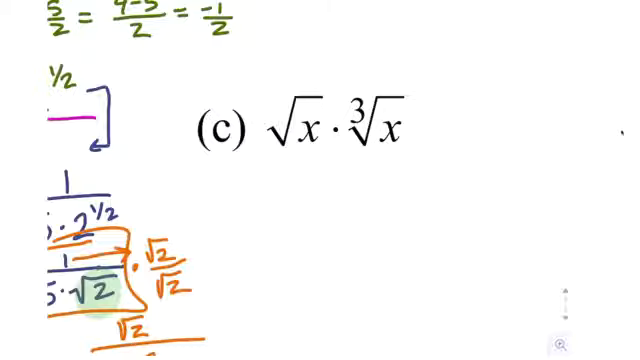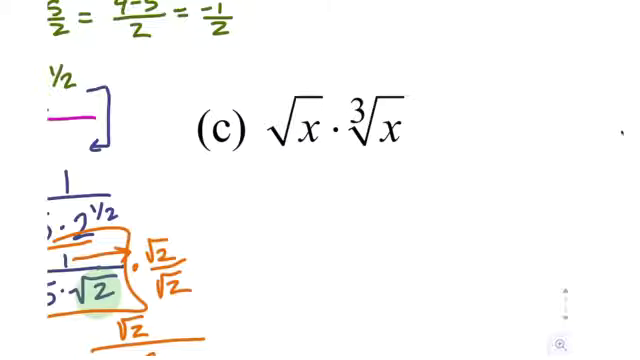Okay. Part C. I have the square root of x times the cube root of x. I want to put them together. They're in radical form. What should we do if we see something in radical form and we're trying to simplify it? Change it to the exponent form.